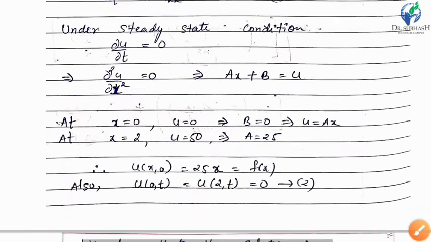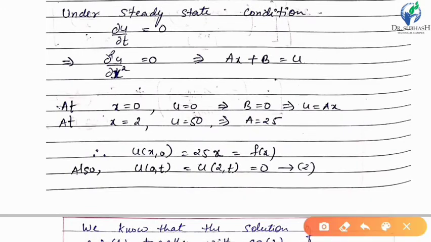Now at x equal to 0, u equal to 0, so from this equation I get b equal to 0, which implies u will be equal to ax. Now at x equal to 2, u equal to 50, it is given in the question. When I put these two values here, I get a equal to 25. If a equal to 25, then u of x,0 equal to 25x.